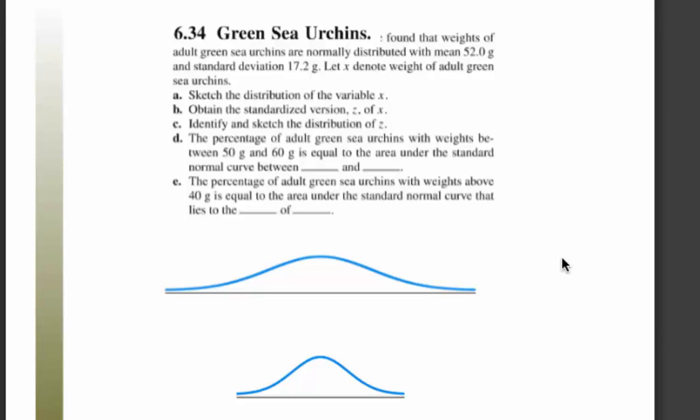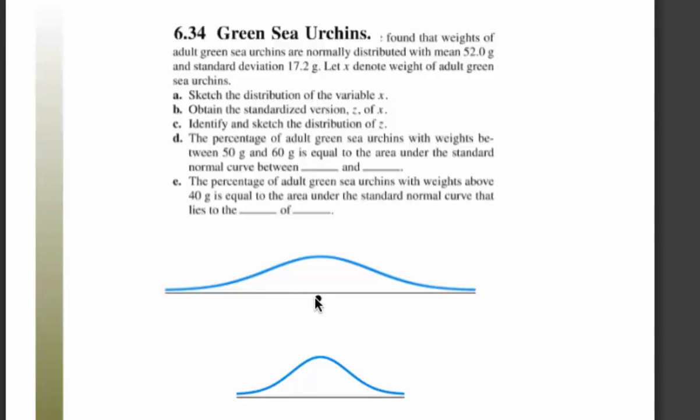Right, because what's the standard deviation? 17.2. That's a really large standard deviation, meaning that the weights of sea urchins are spread out. You've got lots of different possibilities. If the mean is 52, it's not out of the realm of possibility that you'd have a sea urchin that's 20 grams or 15 grams or 85 or 90 grams. Not all sea urchins are close to 52 grams. This is very spread out, so you can see that here in this curve.